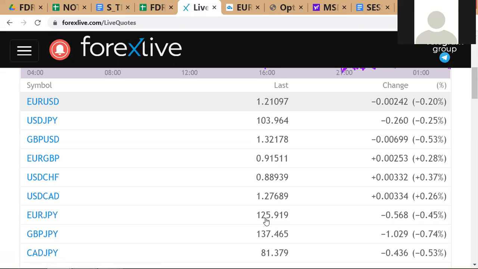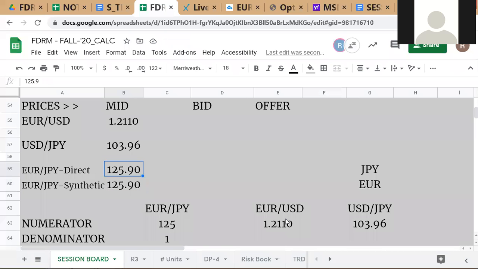So let's do a proper rounding. This 121.10 is correct. The 103.96 is correct. Let's do a proper rounding for this 125.92. This becomes 125.92. So there is a difference.